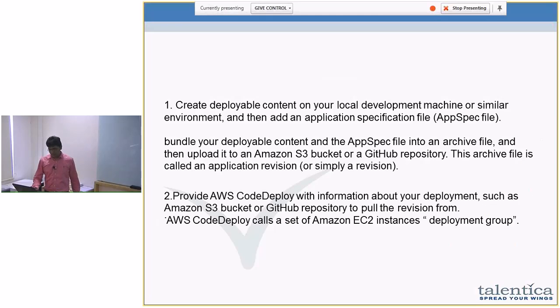Like this, we prepare content on our local machine and a specific app spec file. We call it the application specific file. I will give you a demonstration of all the formats of that app spec file. It is the most important file in CodeDeploy. As I just told, we bundle our content with the app spec file, create an archive file, and upload it to the S3 bucket or GitHub repository. This archive file is called the application revision.